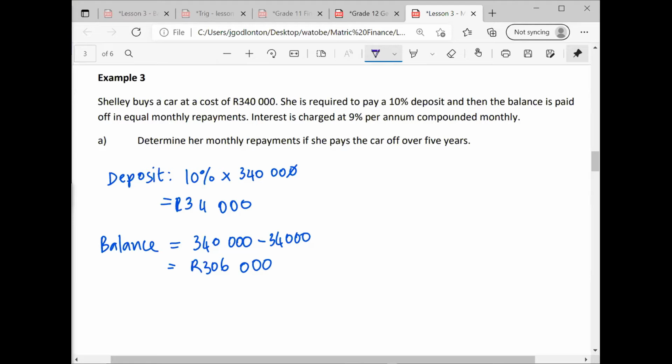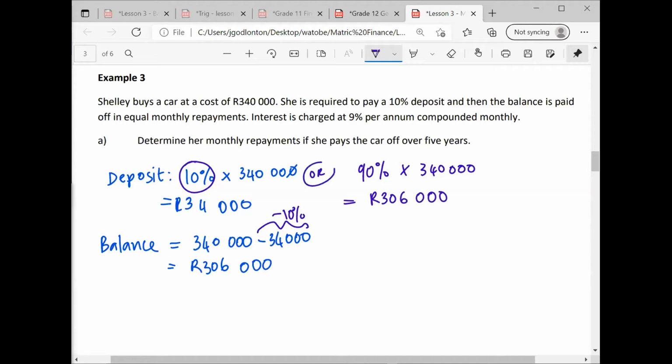Okay, so the easier way I could do this is instead of working out 10% and subtracting 10%, I can actually just work out what is 90% of 340,000. Because if I'm working out what 90% is, that is 100% minus 10%, and that would just give me my total of 306,000 Rand. So you can do it the way on the left, or you could do it the way on the right. You would get both the same answer.